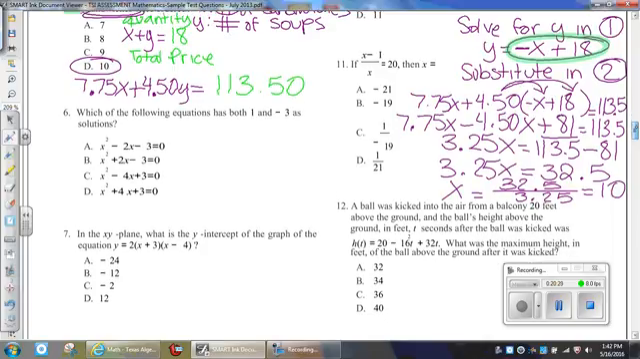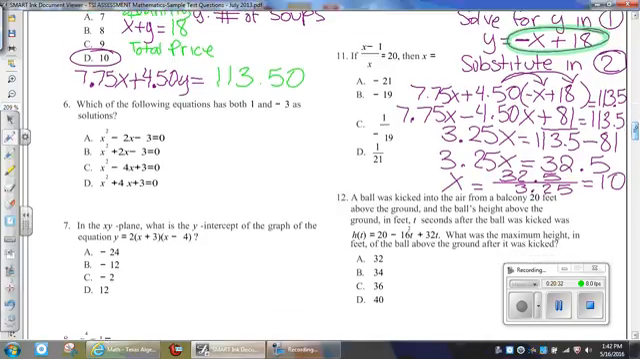Okay. Next question, number 6. Which of the following equations has both 1 and -3 as solutions? There's so many ways you can solve this. Now raise your hand if you consider yourself really good at factoring. No one? Oh my gosh.